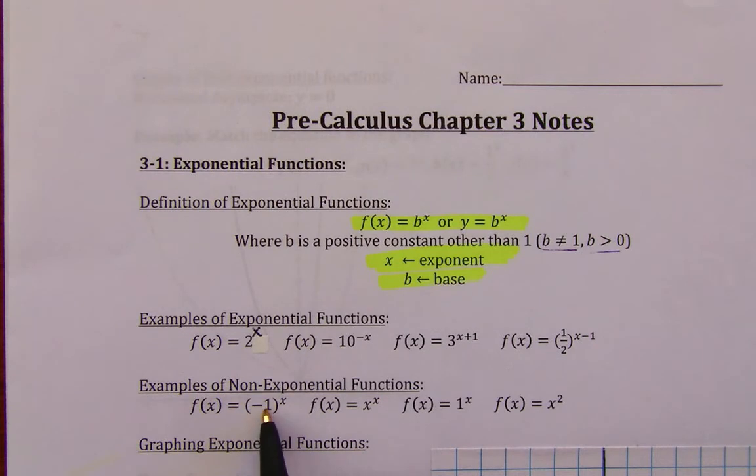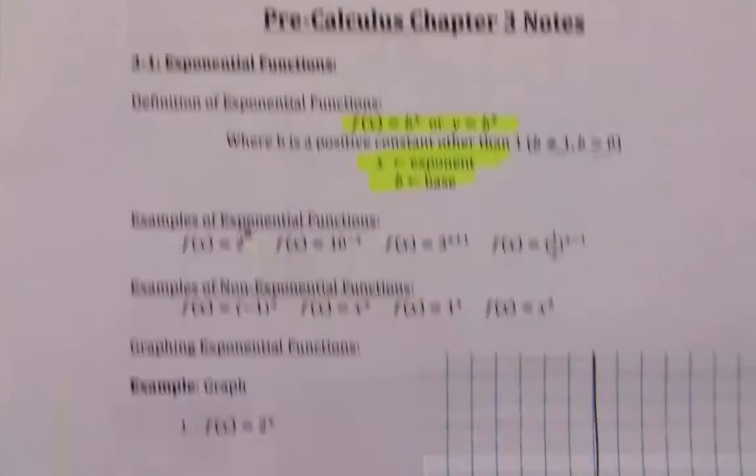We can't have a -1 here, or a negative value at all. We can't have our variable in the base. We can't have 1 as our base. We said b could not equal 1. And then our variable shouldn't be down here. It should be in the exponent.